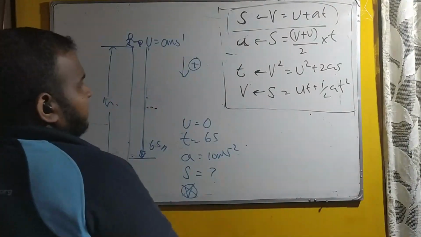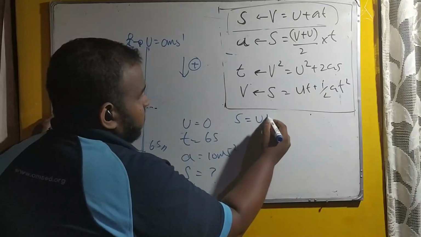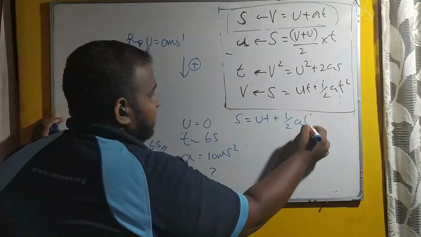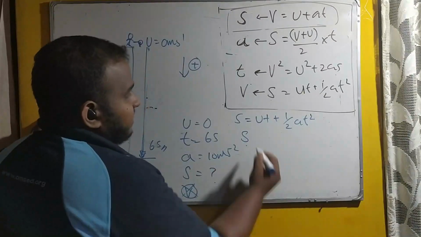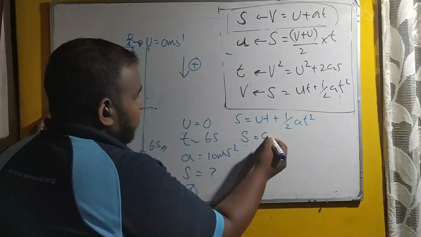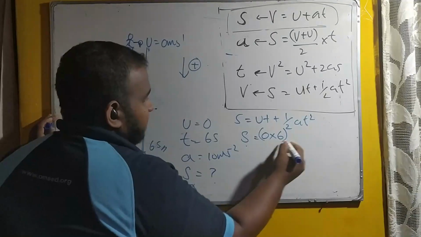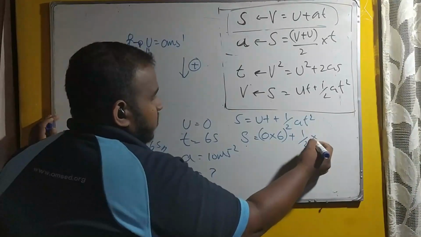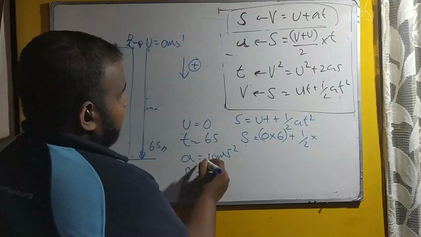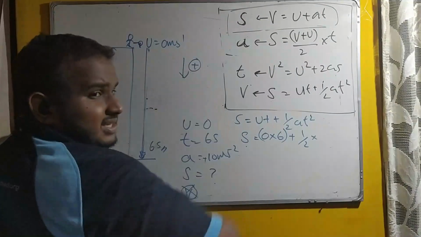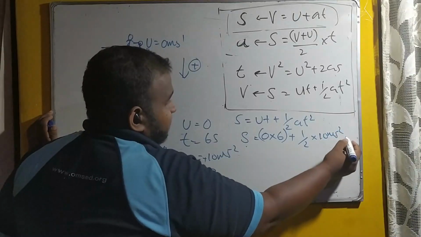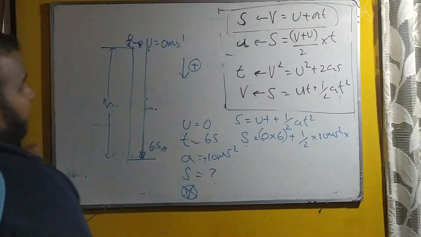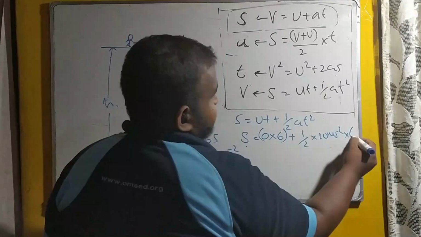So what I will do is very simple. S = ut + ½at². S is the question, we need to find the height. u is 0, into time taken 6, plus half into the acceleration, which is plus 10. Why is it plus 10? It is in our considered direction. So 10 meter second minus 2 into t squared. What is the time? 6 squared.